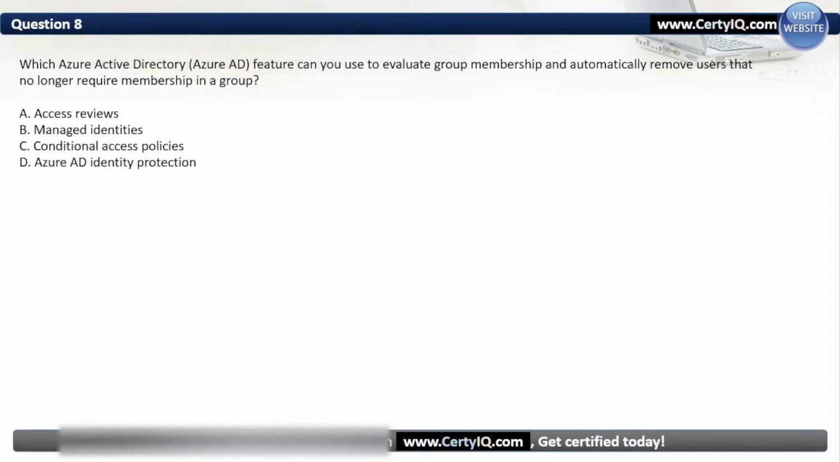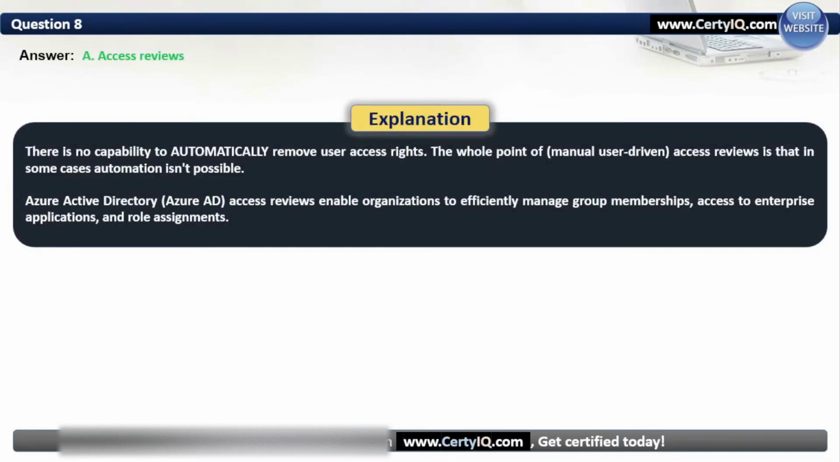Question 8. Which Azure AD feature can you use to evaluate group membership and automatically remove users that no longer require membership in a group? The correct option is A. Access reviews. There is no capability to automatically remove user access rights. The whole point of access reviews is that in some cases, automation isn't possible. Azure AD access reviews enable organizations to efficiently manage group memberships, access to enterprise applications, and role assignments.